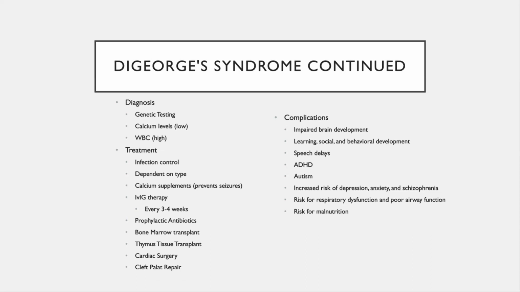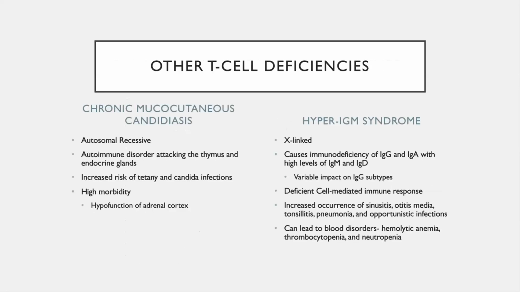and cleft palate repair. Complications of DiGeorge syndrome include that it can lead to impaired brain development, learning, social, and behavioral development impairments, speech delays, ADHD, autism, increased risk of depression, anxiety, and schizophrenia later in life, risk for respiratory dysfunction and poor airway function, and risk for malnutrition.